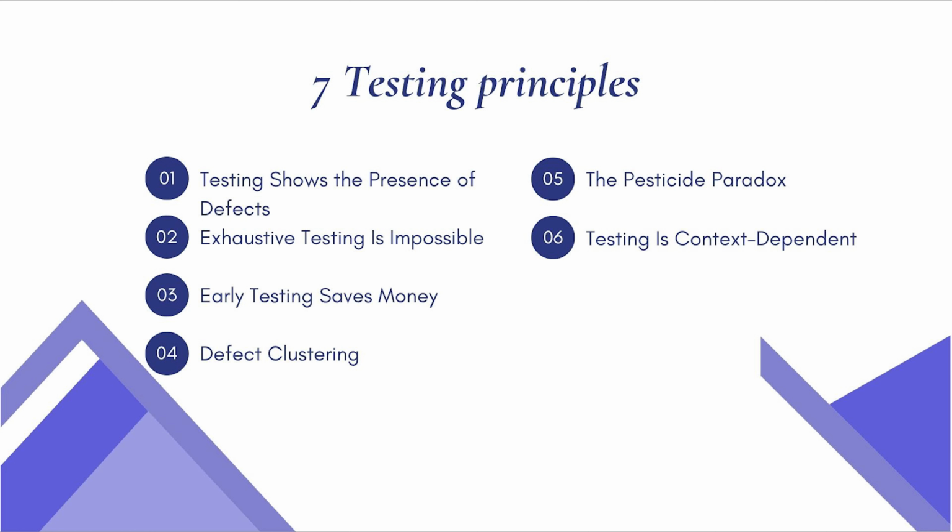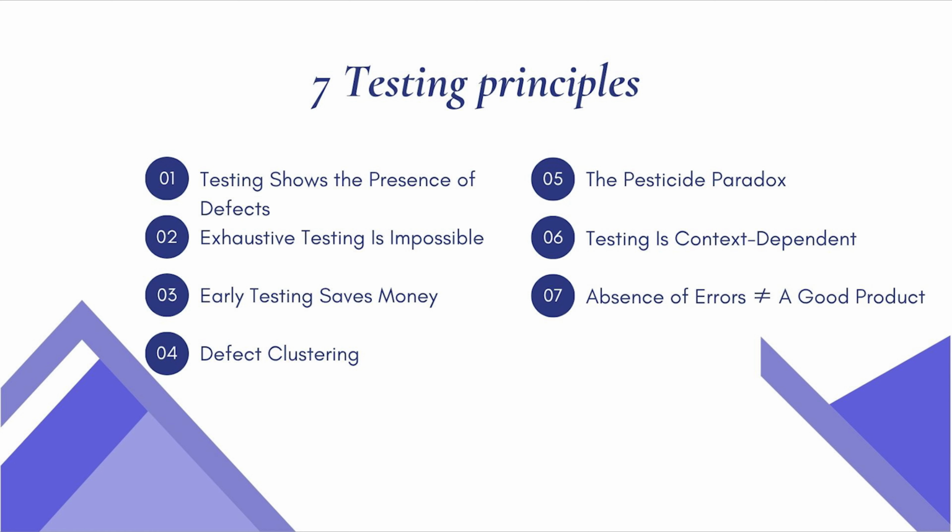Principle number 6. Testing is context dependent. Not all software is created equal. Testing an online game is very different from testing a medical device or a banking app. The product type dictates the testing approach. What techniques you use, how detailed your documentation should be, and even how you measure success. For complex systems, you might need structured test cases. For smaller apps, checklists might be enough. You need to choose wisely, of course.